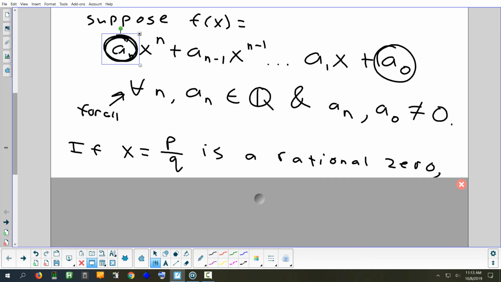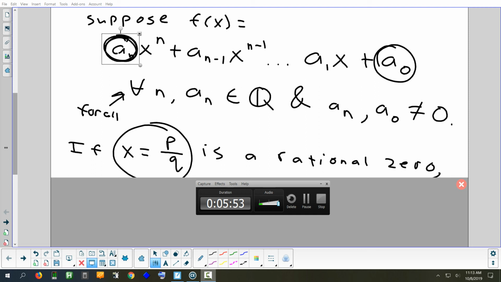Okay. So I'm going to show you how you figure out the rational zeros. Let's suppose that this is a rational 0.